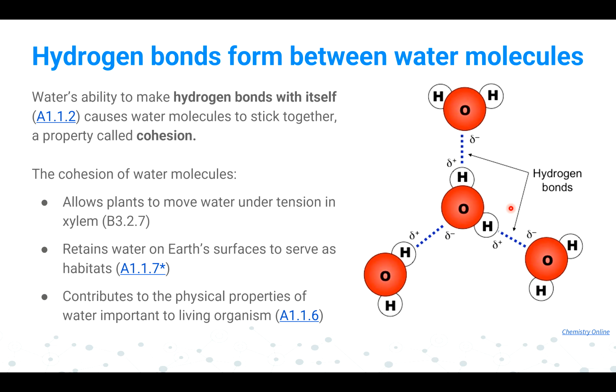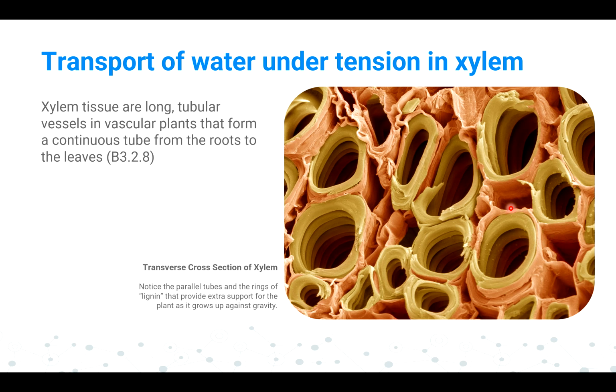The second best example of cohesion is that cohesion of water molecules retains water on earth's surface to serve as habitat, and also contributes to the physical properties of water important to living organisms. All living organisms require water. It's impossible that life could exist without water. We cannot imagine a life without it. And you will see the transportation of the water. The water is moving under tension in the xylem.